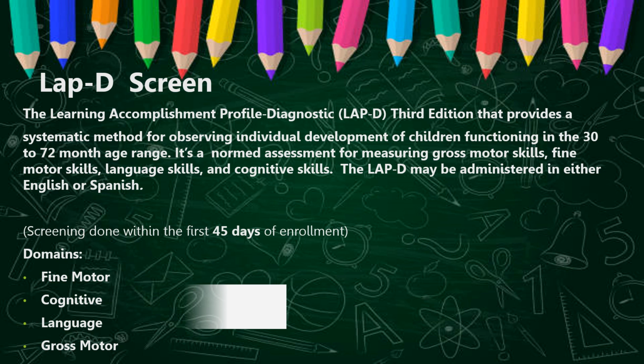It is a norm assessment for measuring gross motor skills, fine motor skills, language skills, and cognitive skills. The LabD may be administered in either English or Spanish. Screening is done within the 45 days of enrollment. Here below, we're going to get to know the different domains that we do when it comes to LabD screening: fine motor, cognitive, language, and gross motor.